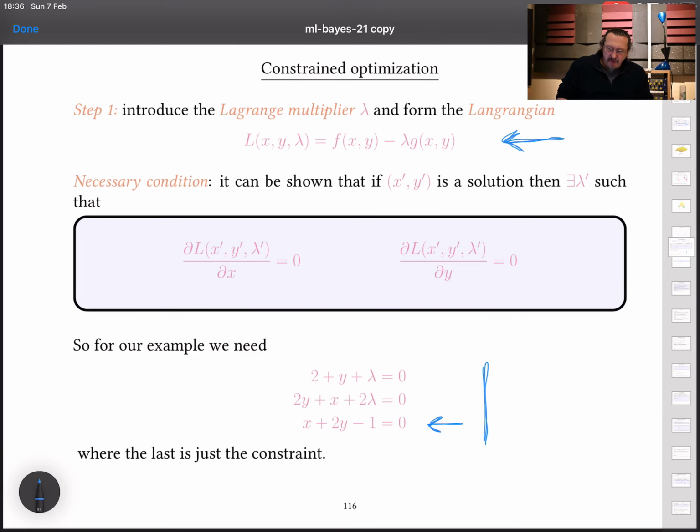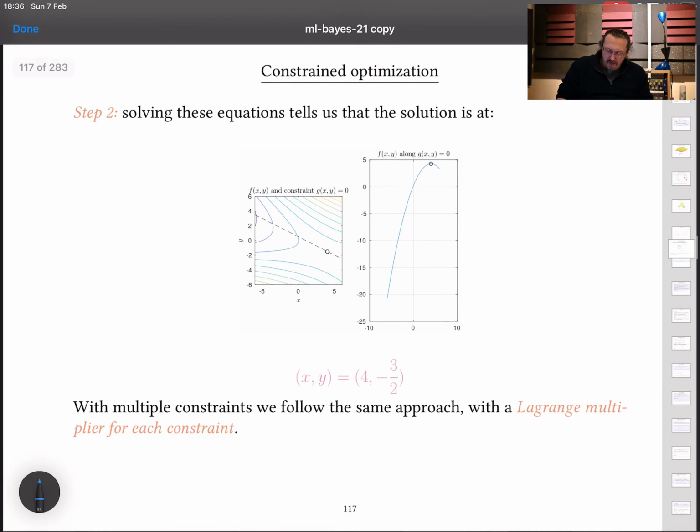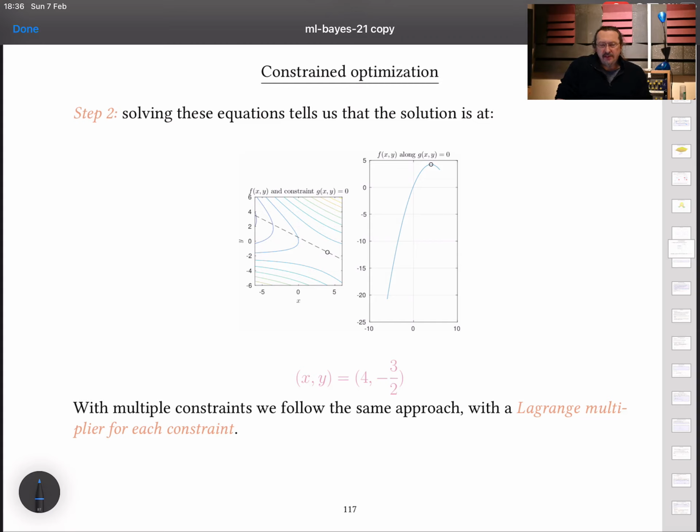And if you solve those equations for x and y and the Lagrange multiplier, you will find that the solution comes out quite nicely. Okay, so that's just an illustration in 2 dimensions. It works perfectly fine in multiple dimensions. And perhaps more importantly for our purposes, it also works if you have multiple constraints, not just g(x, y) equals 0, but g1(x, y) equals 0, g2(x, y) equals 0, and so on. You just introduce a separate Lagrange multiplier for each of those constraints.